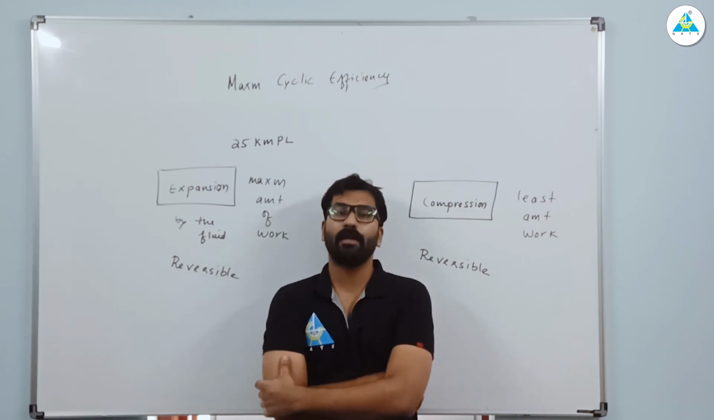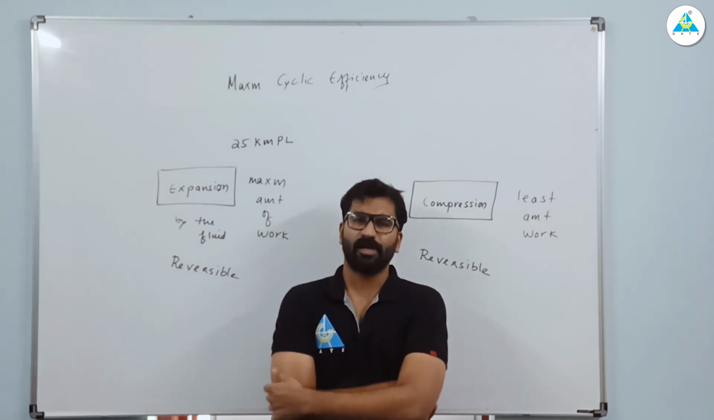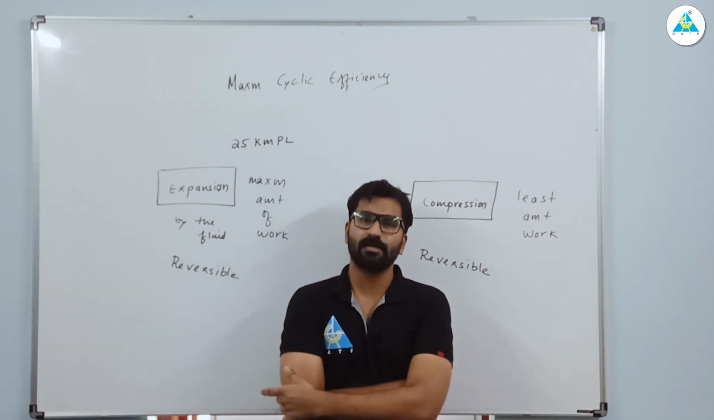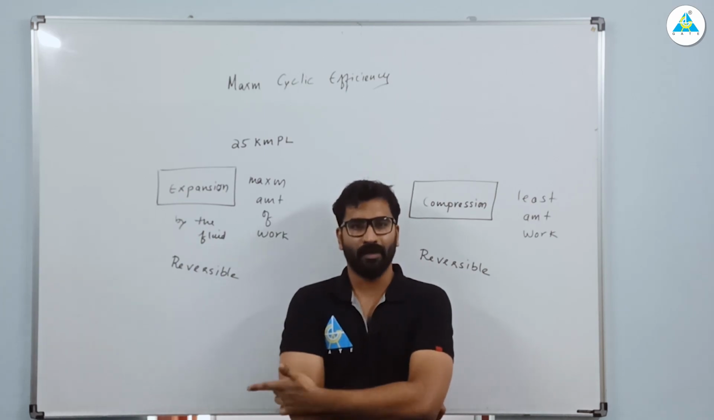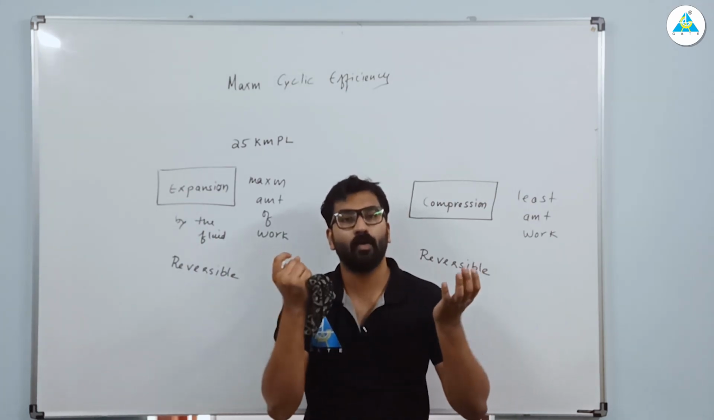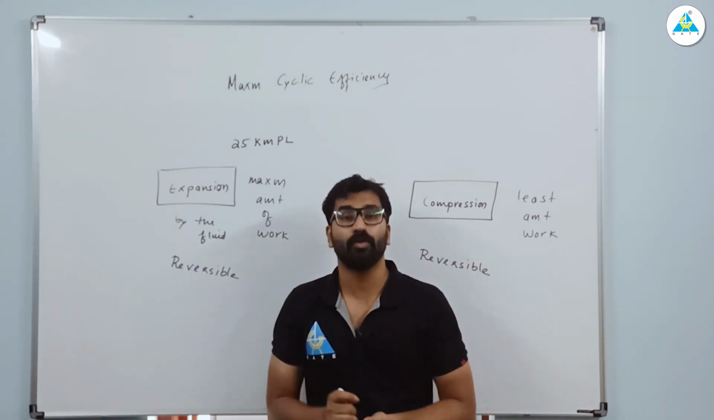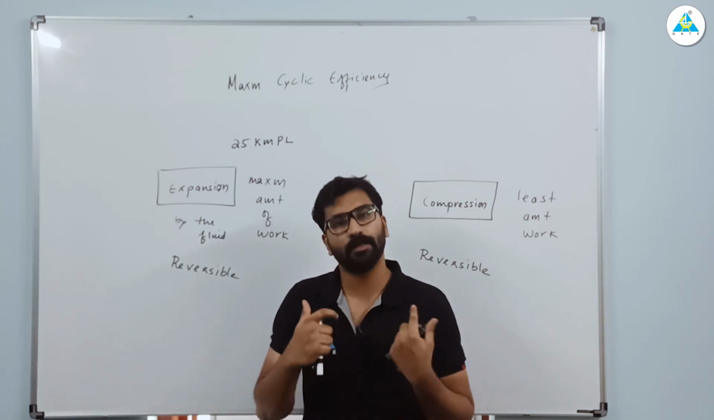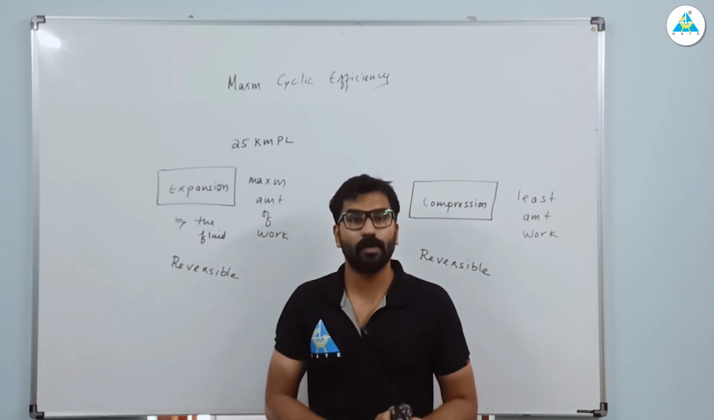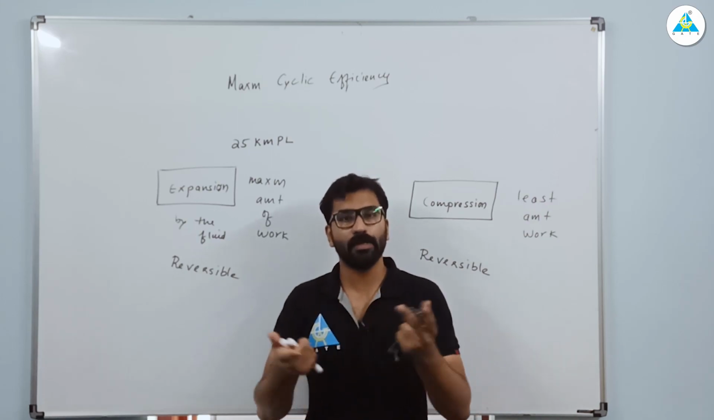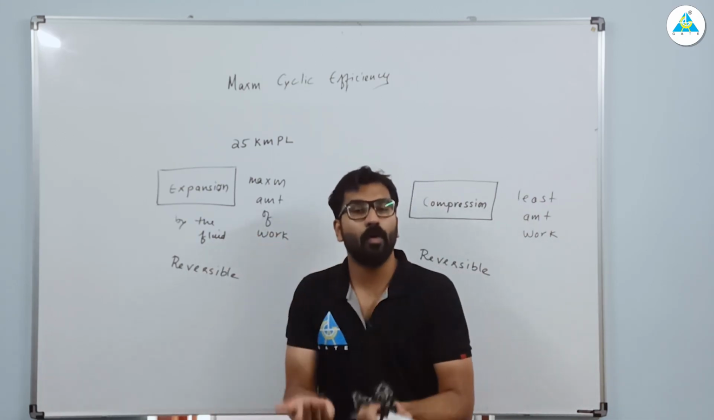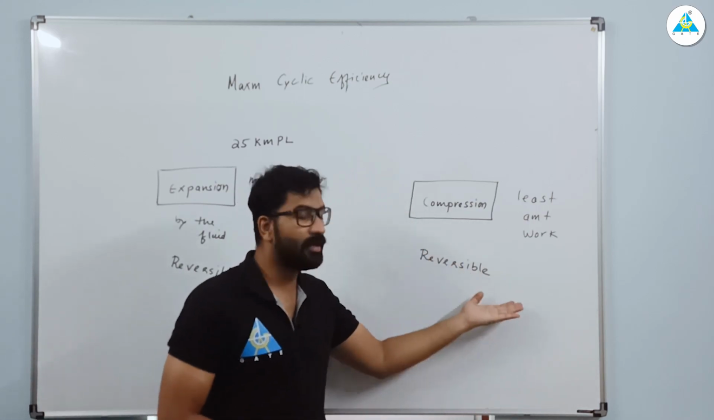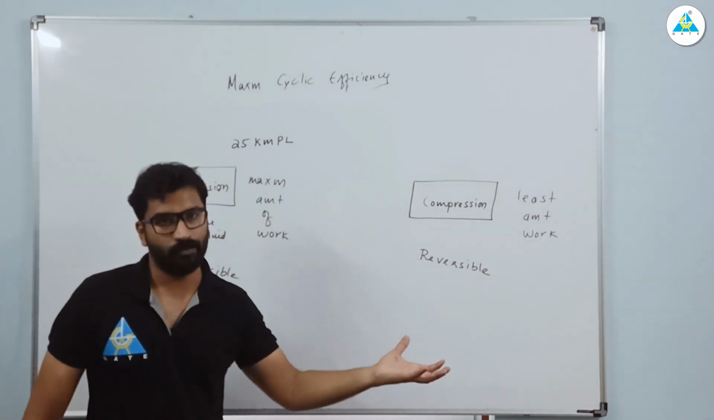If we have a cyclic engine and a cyclic refrigerator, the refrigerator's net work done cannot be zero. If the net work is zero, then the refrigerator is not working. It should be more than zero; that's when we say the refrigerator is working, the AC is working. So if we want to maximize the cyclic efficiency, we need to combine the reversible processes.